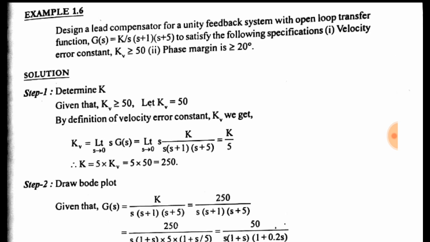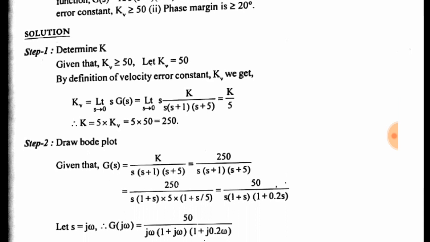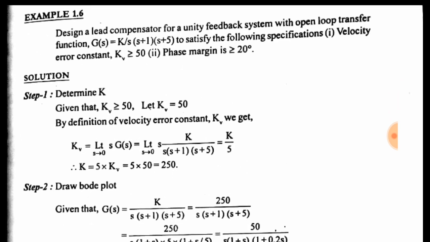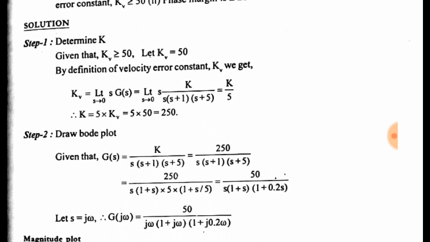Okay, now find K. Given that the velocity error constant is greater than or equal to 50, we take that as 50. Kv = 50. So Kv is equal to the limit of s tending to 0 of s G(s), and from that equation we can find the value of K as Kv is known. And here we are using the Bode plot method.